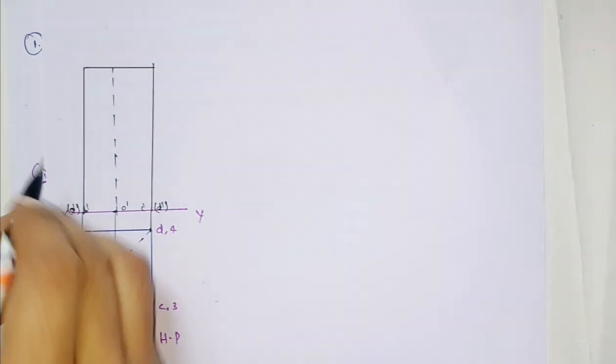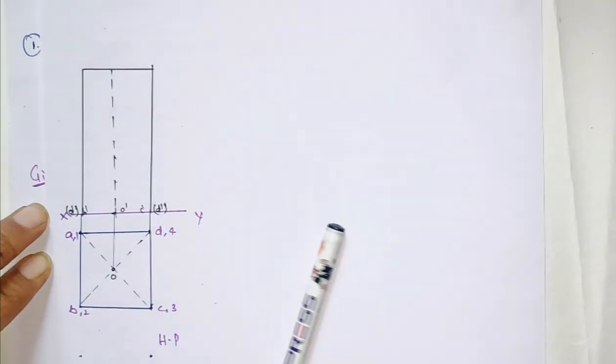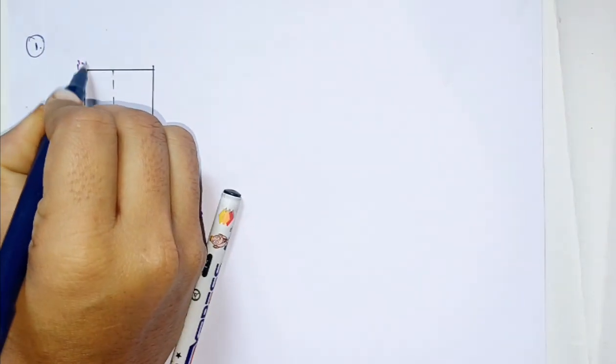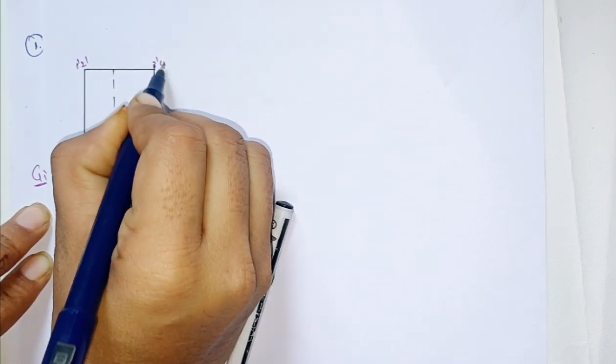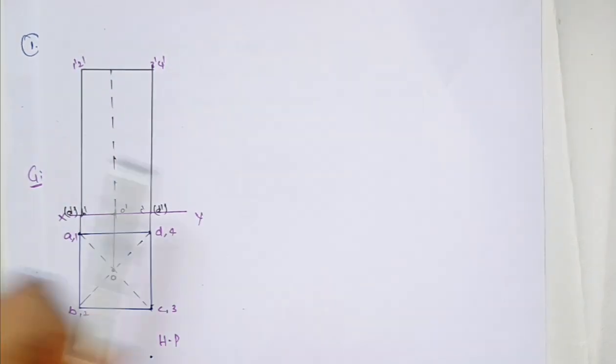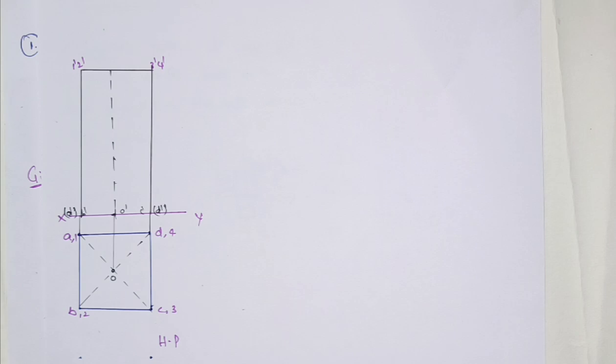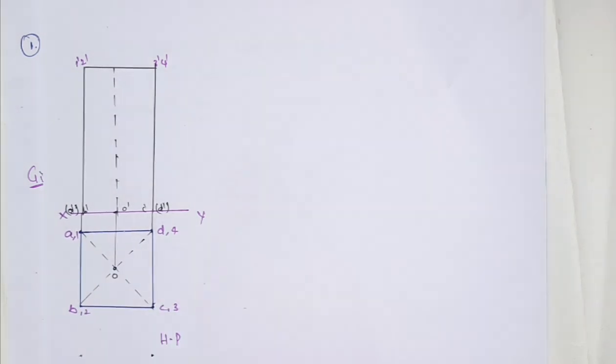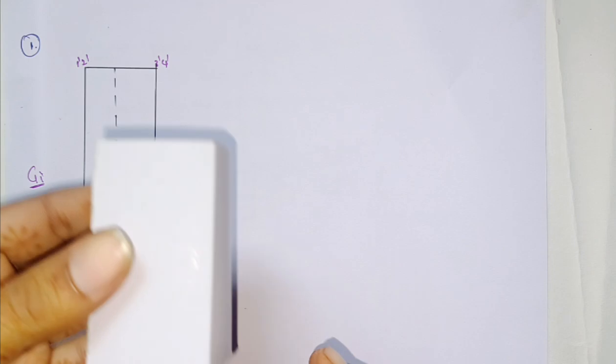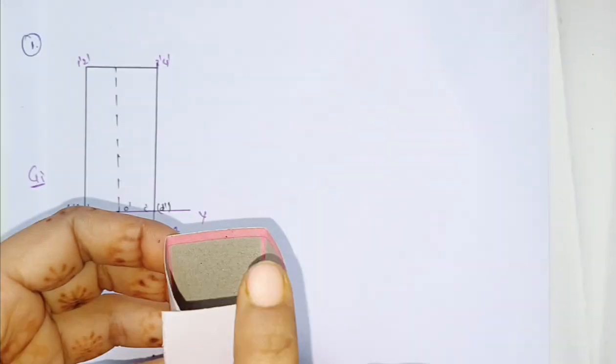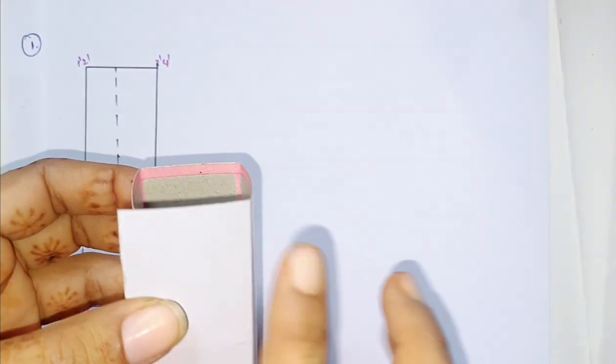So similarly here also mention 1 prime, 2 prime, 3 prime and 4 prime. And similarly we have to draw the development of the square. So now this is the square.